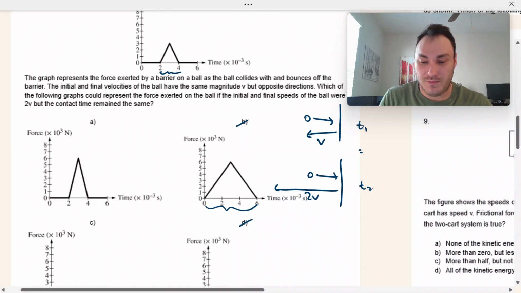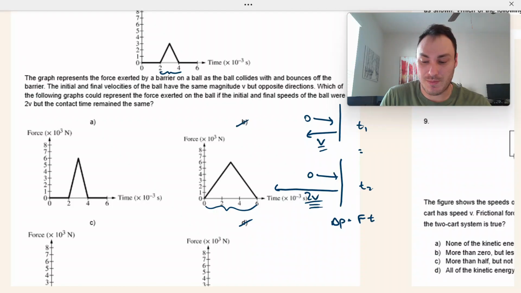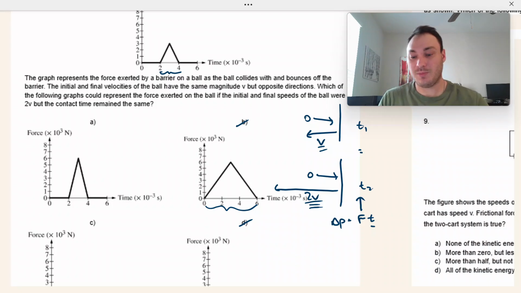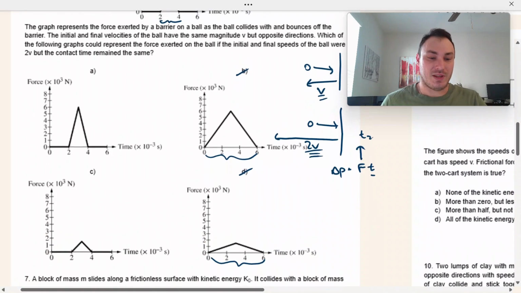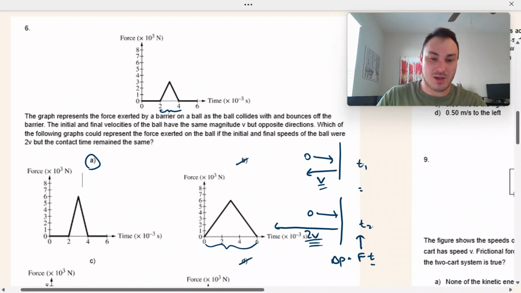Okay, if the second scenario has double the speed of the first scenario, we know that change in momentum is force times time. Time is not changing, which means that force needs to be greater. Something needs to make that ball move faster. It's not the collision time, so therefore it's the collision force. And A is the one that has the greater force to change that ball's speed to make it go faster compared with the first graph.